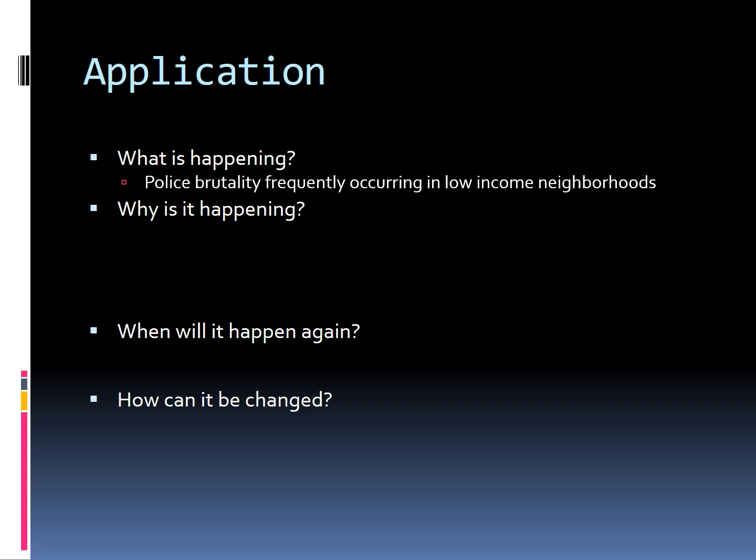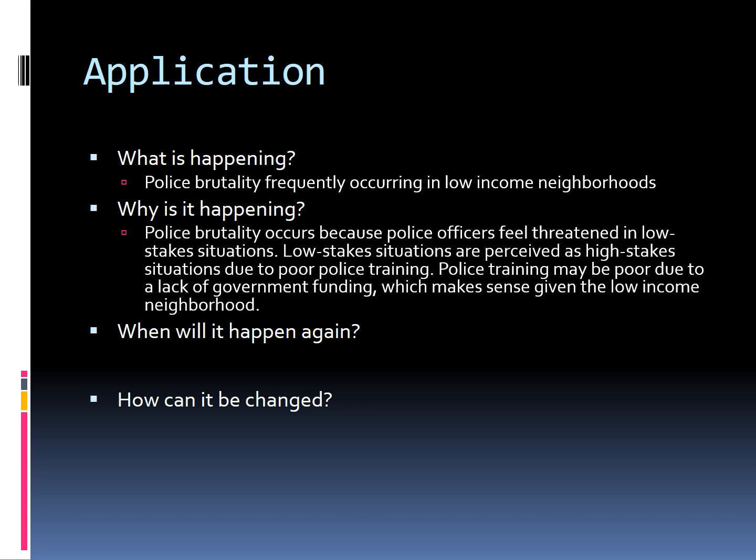So why do we think this is happening? There might be several reasons, such as racial issues, high crime rates in specific areas, feelings of threat, poor police training, or maybe something even more complex such as the frustration-aggression hypothesis, which we cover in a later section. To keep things simple, let's just say that police brutality is occurring due to feelings of threat, which might be attributed to poor police training.